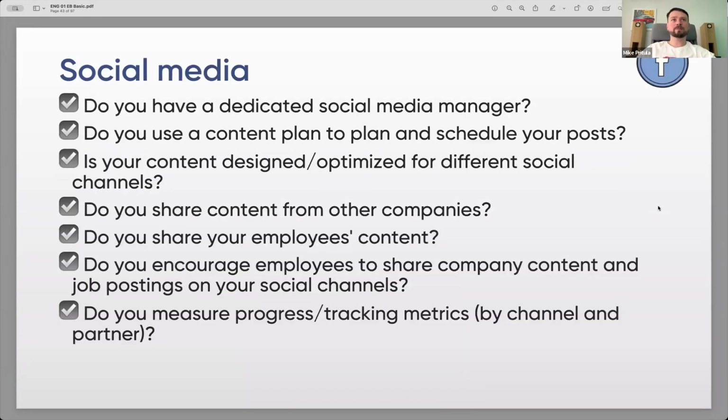Now, social media. Do you have a dedicated social media manager? Do you use a content plan to plan and schedule your posts? Is your content designed or optimized for different social channels? Like you have something for LinkedIn, something for Facebook, something for Instagram, and so on. Do you share content from other companies? Do you share your employees' content? Do you encourage employees to share company content and job postings on your social channels? Do you measure progress and track metrics by channel and partner?